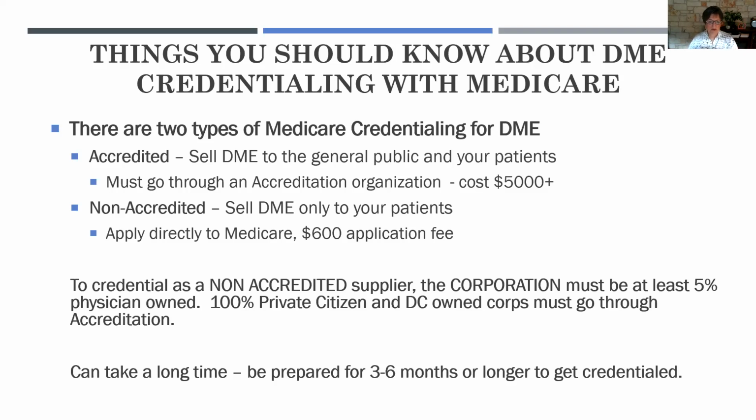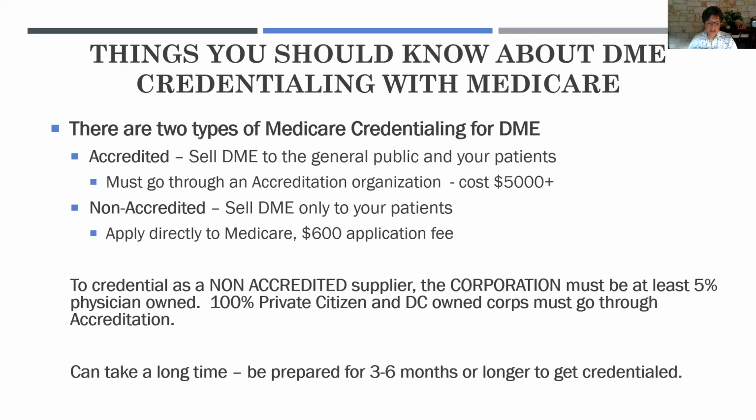The other thing that you have to be aware of with respect to Medicare credentialing for DME is that it can take a while. You would need to be prepared for anywhere from a 3 to 6 month wait or longer, depending on whether you're having to go through accreditation. Some of it depends on what the Medicare backlog is of applicants and applications to become DME suppliers. And so you do need to be prepared for that.